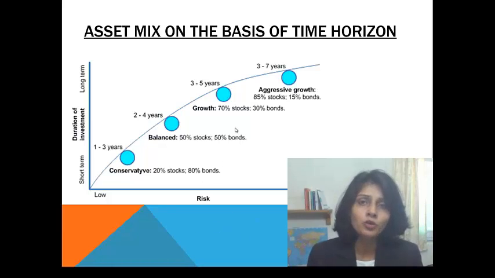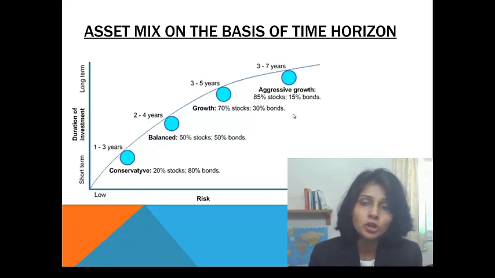Then you can move towards a growth kind of portfolio, having 70% of your investments in stock and 30% in bonds. Now, if you have a longer time horizon, say 7 years or beyond, 10 years, 15 years, 20 years, then you can adopt an aggressive portfolio.